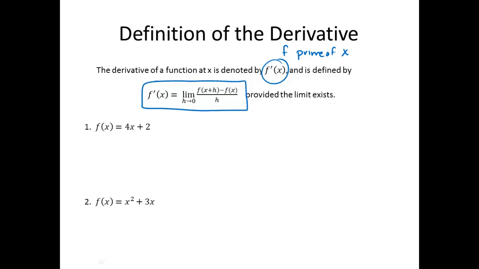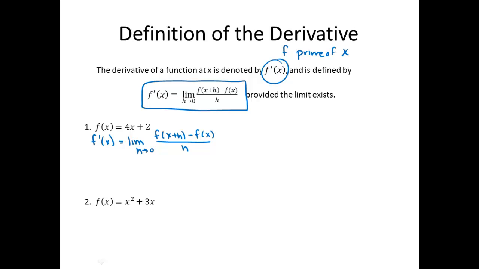Everything I write, you have to write. I'm not going to write anything that's unnecessary. Everything is important that I write, and it's important that you write it the same way that I write it. So please be very careful as we do this. I'm going to start every single time by writing the definition of the derivative. That is, f prime of x equals the limit as h approaches 0 of f of x plus h minus f of x all over h.